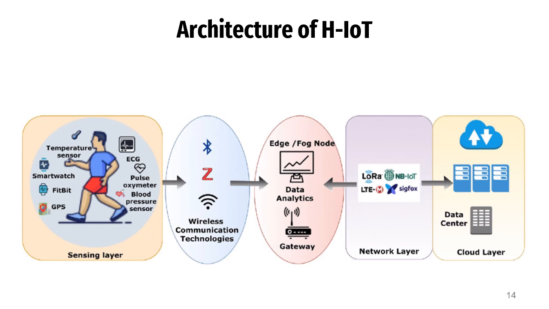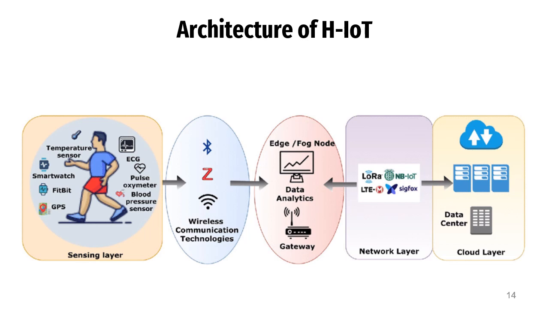This is the architecture of HIoT. This is the sensing layer, and through a wireless communication technology, maybe it may be Bluetooth or Zigbee or Wi-Fi, it then sends data to the edge or fog node where the analytics part takes place. Then it passes to the network layer till finally it goes to the cloud layer where the data is stored in the cloud.